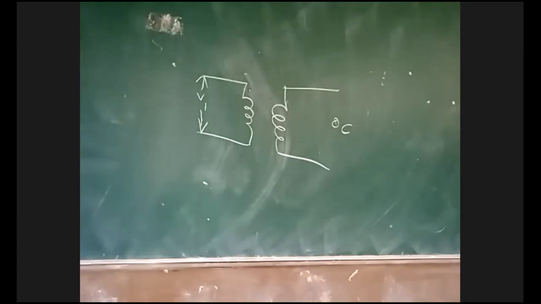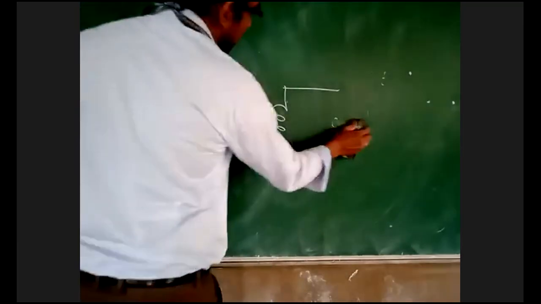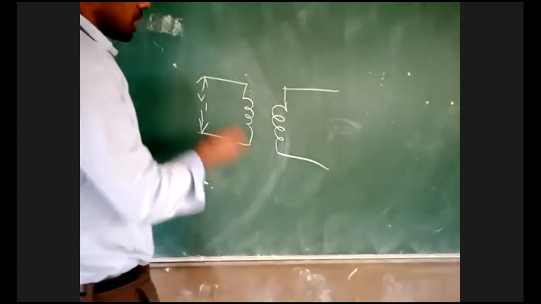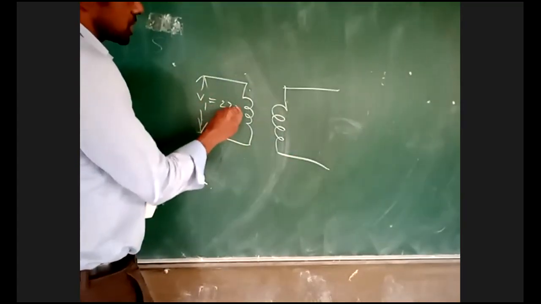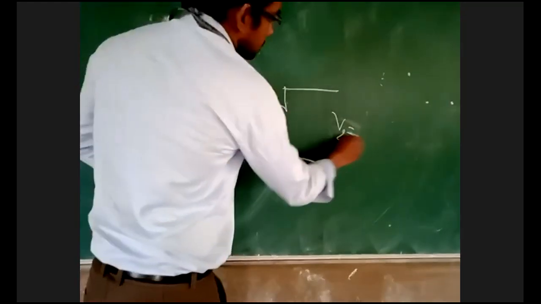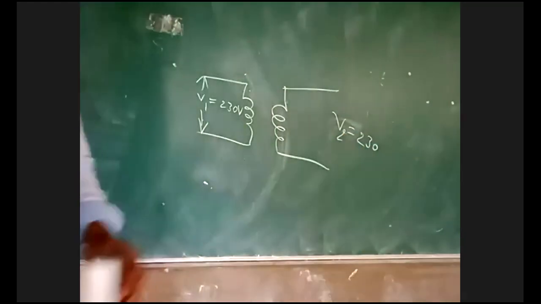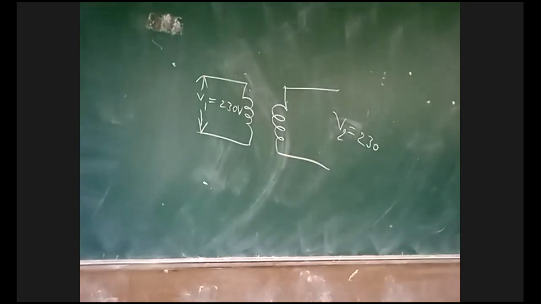See here, if you open the secondary winding, there is no load condition. We are not connecting any load in the secondary winding; it is open circuit. Now suppose you apply 230 volts here, what is the value of V2? V2 is also 230 volts. In open circuit, voltage will be there. In parallel, voltage is the same.